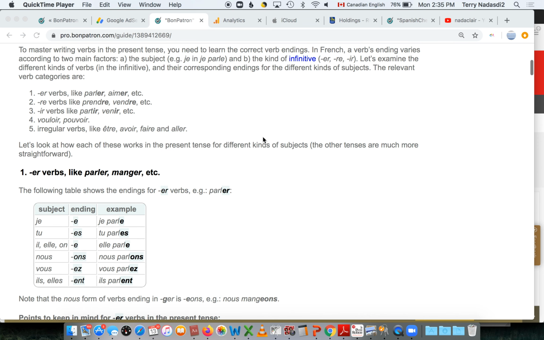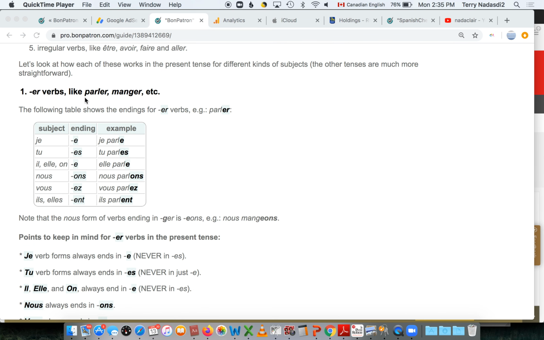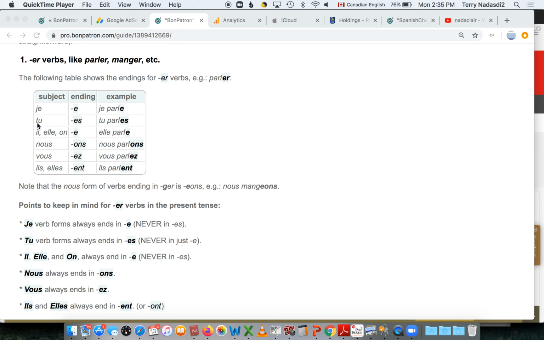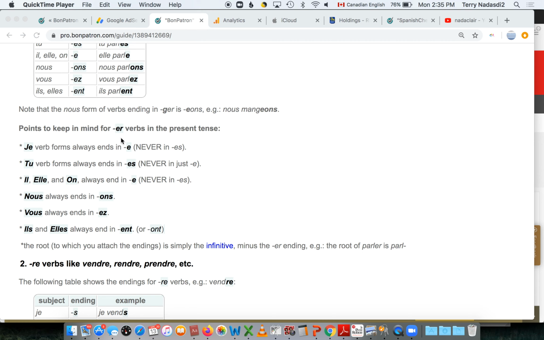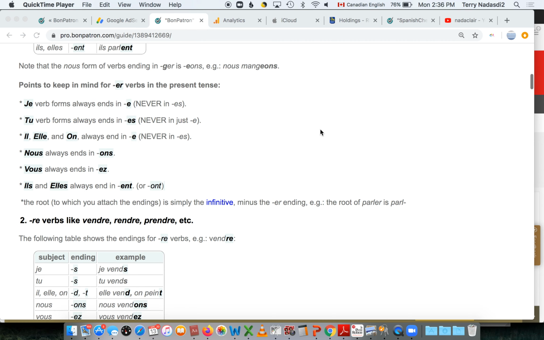Now let's look at the first group, the ER verbs. So for example, parler, manger. We've listed here the subjects and the different endings that these verbs are going to have in the present tense. And keep in mind that a lot of what I'm going to say here has to do with conventions of written French. In many cases, it doesn't change pronunciation. So these first 3 here, parle, parle, parle, and even down here, parle, the pronunciation's identical. It's just that when you write, there are some different endings. So make sure you learn the sequence for the ER verbs.